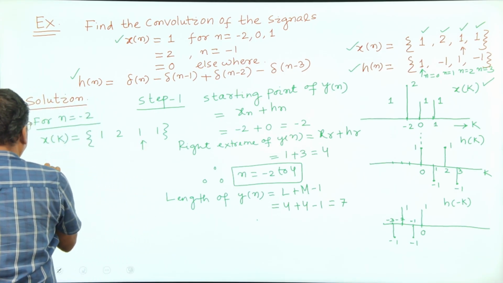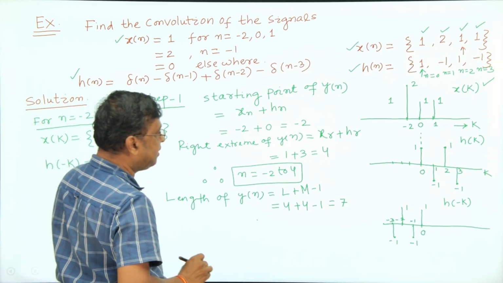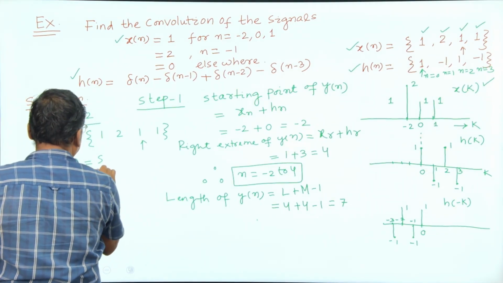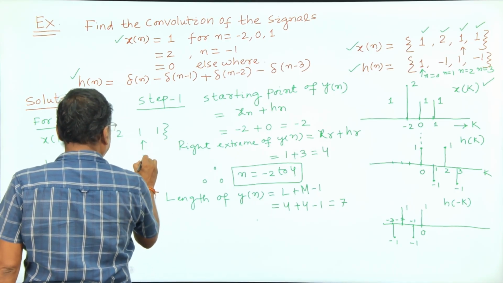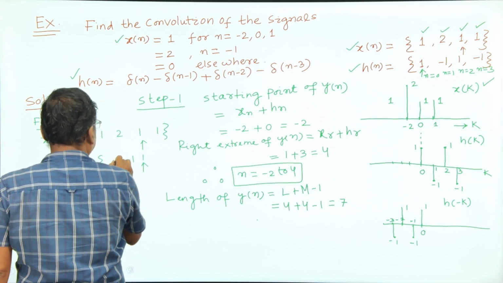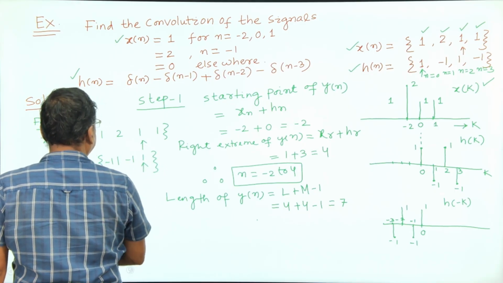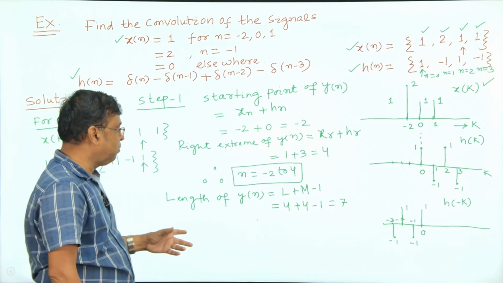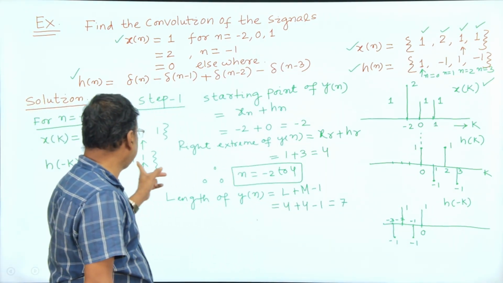Then h of minus k. What is h of minus k here? In sequence representation, h of minus k is, for k equal to 0, this is 1, and then minus 1, then 1, then minus 1. Carefully you have to write it like this, so that with any slight mistake your answer will be totally wrong. This is your h of minus k graphically, and this is your sequence representation.